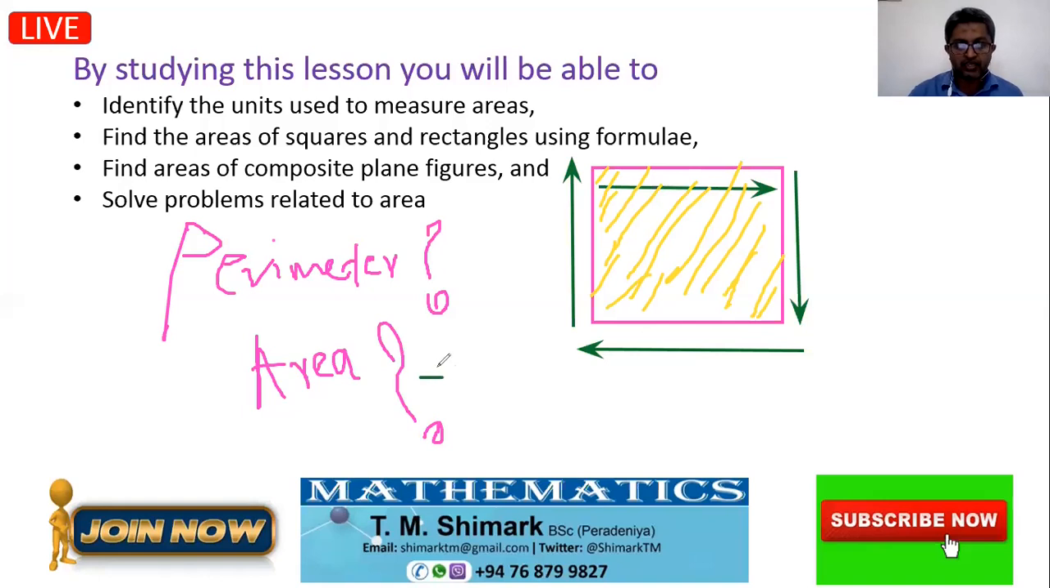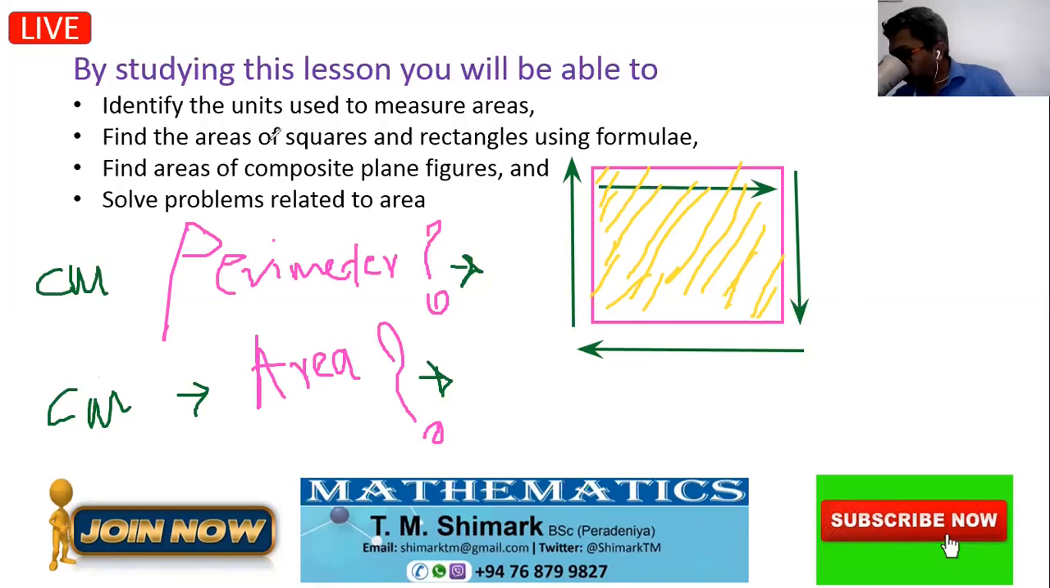When area is calculated, what's the unit, and when perimeter is calculated, what's the unit? If I'm using centimeter to calculate perimeter, how will it come? These two differences you should know. Perimeter is calculated in centimeter only. Area is calculated in centimeter squared.